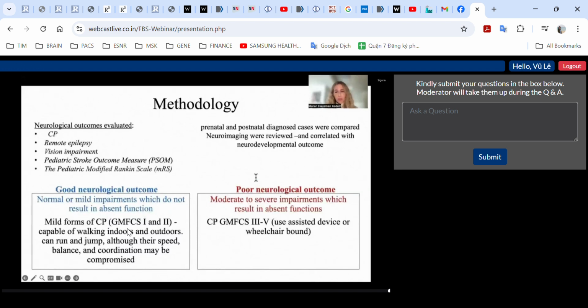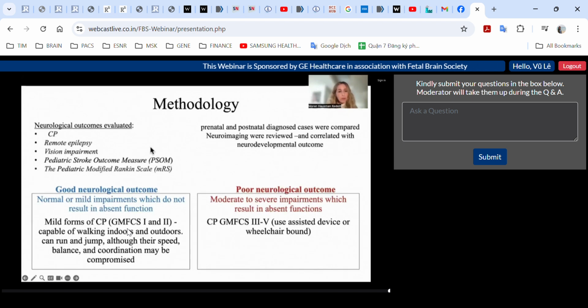The neurological outcomes that we assessed, including rates of CP, remote epilepsy, vision impairment. We used a pediatric stroke outcome measure, which is an objective and specific outcome measure that contains many testing items suitable for newborns until adult ages, and it measures basically the neurological deficits and function across multiple subscales, including sensory motor, language production and comprehension, and cognitive and behavioral subscales.